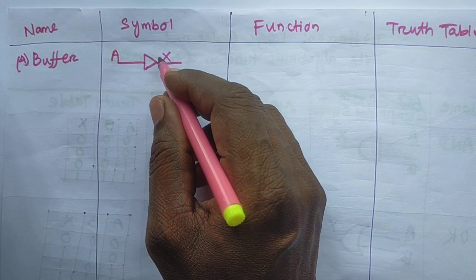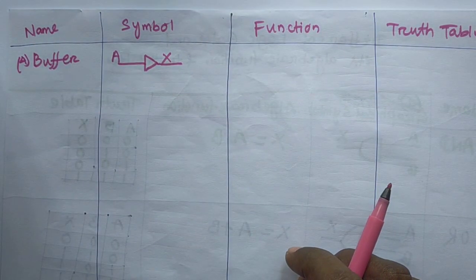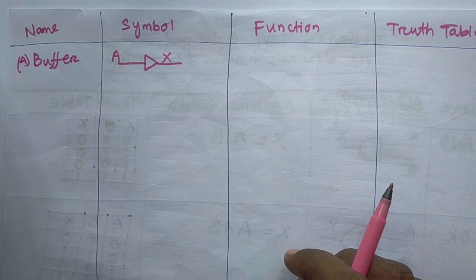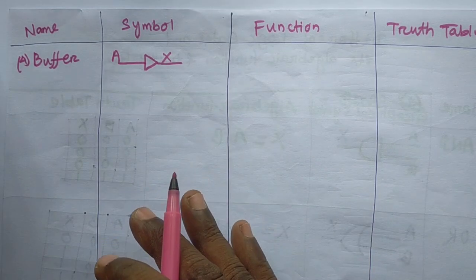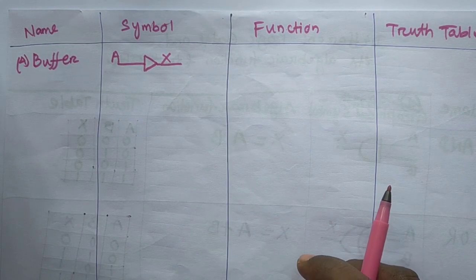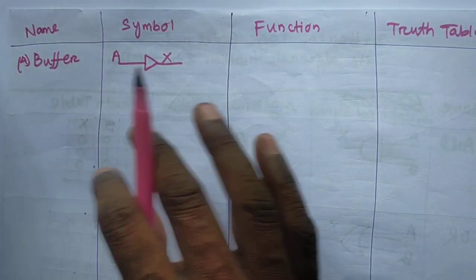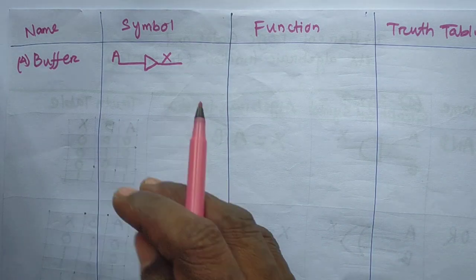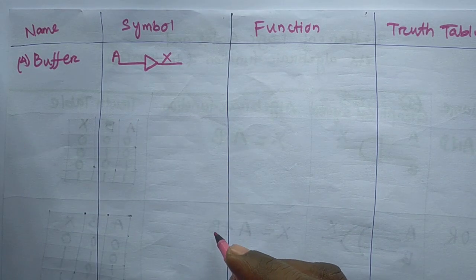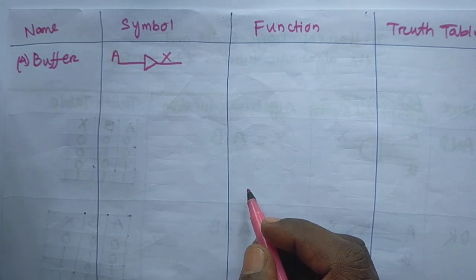If there is a bubble symbol here, then we can call it an inverter, which I have already discussed. Inverter and buffer are very simple. If you go through an inverter, then it is just the complement of the given data. If you go through a buffer, then that data is just transferred through this particular buffer or gate. This gate symbol is the buffer gate symbol.